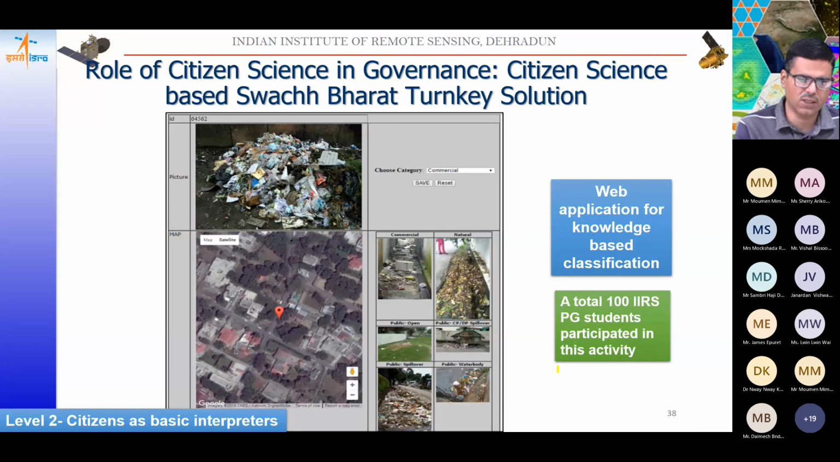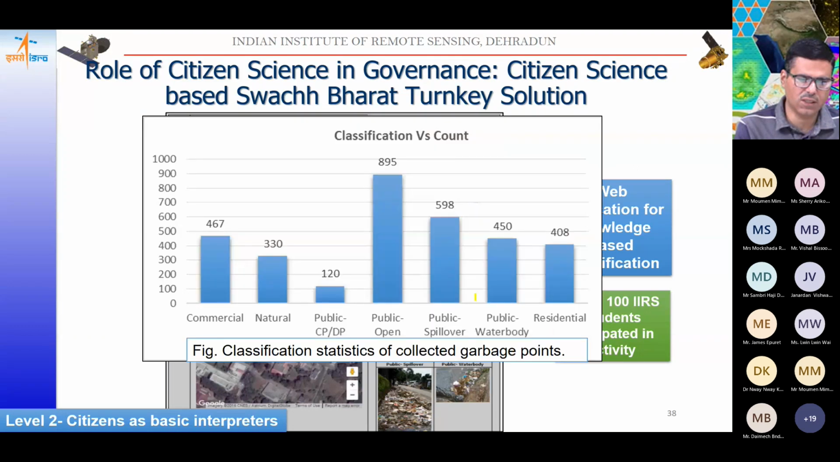Subsequently, we went to the second level, where knowledge-based classification was also done. All the pictures collected by the people on the ground were categorized as commercial, natural, open, water body, and other categories based on the images provided. In total, 100 PG students were involved in this. And this shows the number of points under various categories.